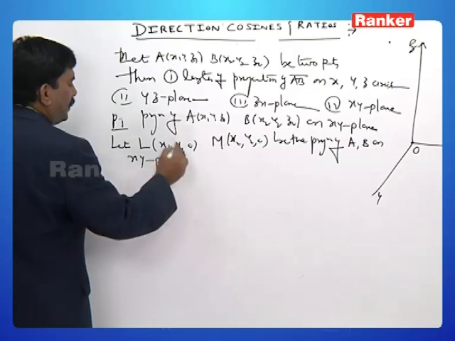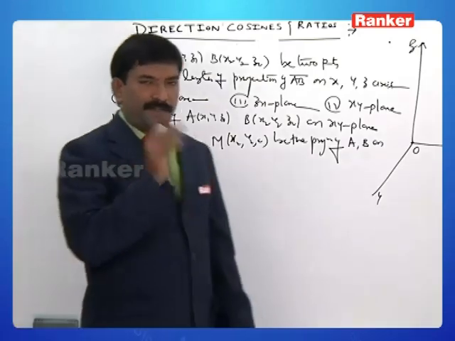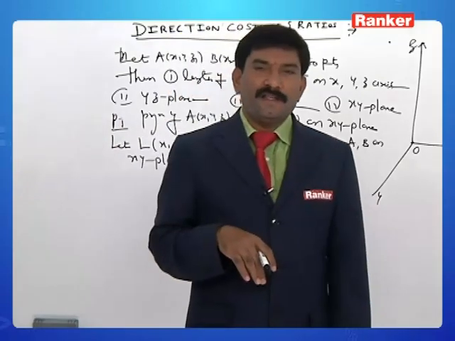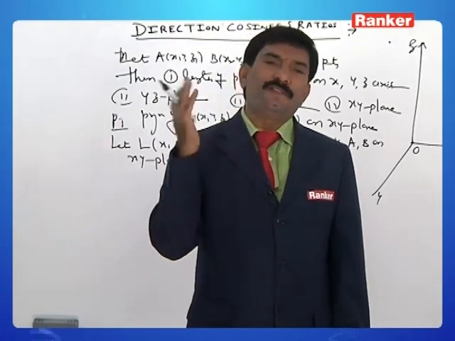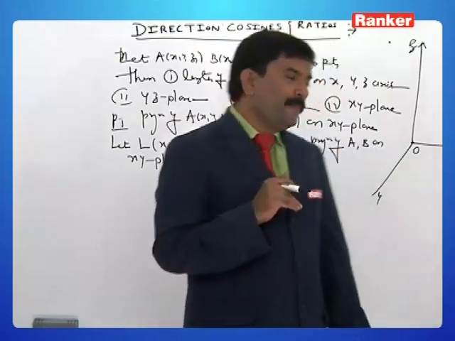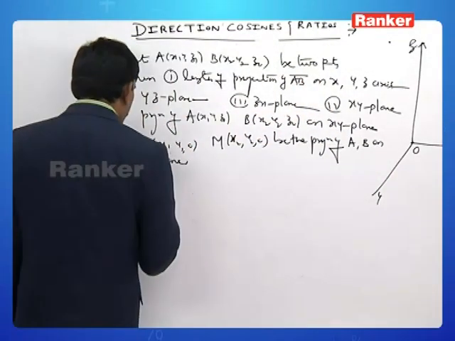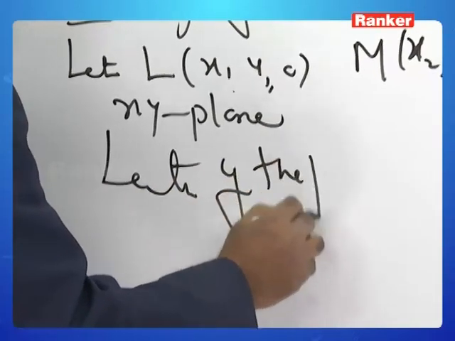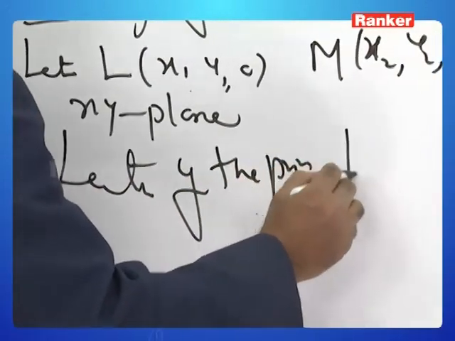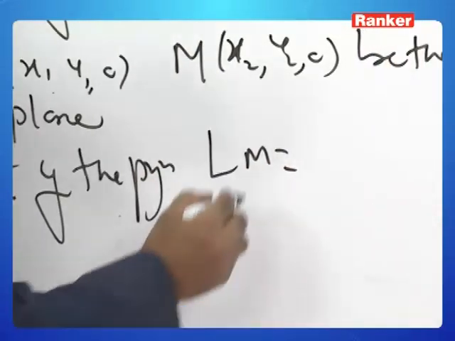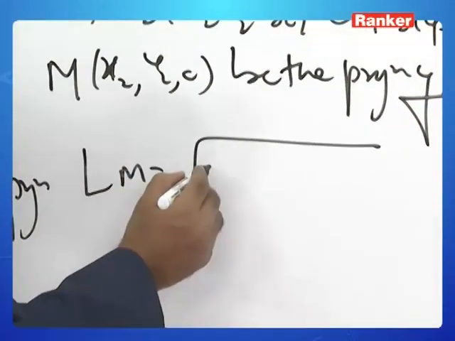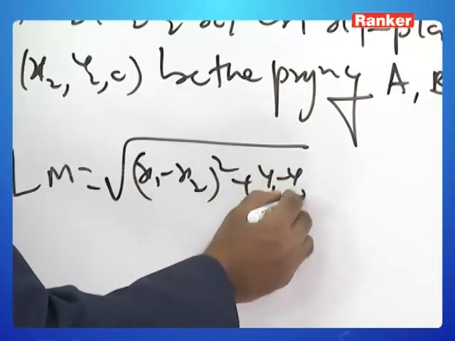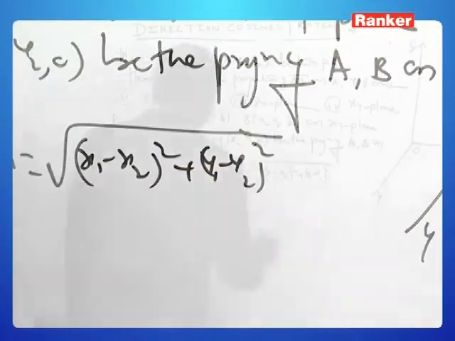It is quite obvious: in the xy plane, the z coordinate is equal to 0. In the yz plane, the x coordinate is equal to 0. In the zx plane, the y coordinate is equal to 0. That goes without saying. So let us find out the length of the projection. The length of the projection is LM. Apply the distance formula. This becomes square root of (x1 minus x2) whole square plus (y1 minus y2) whole square.